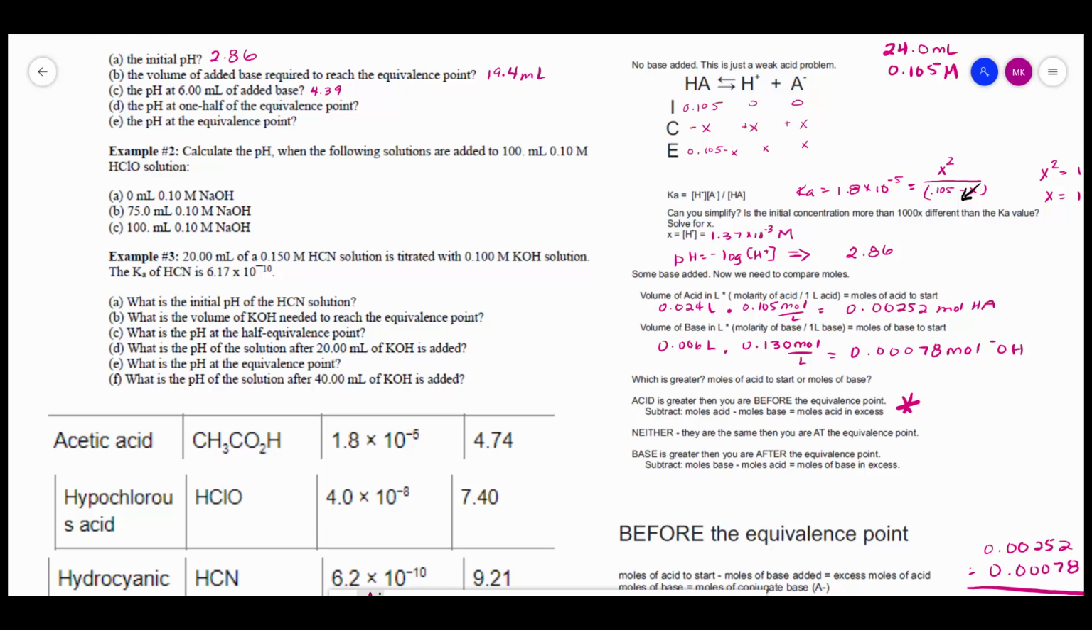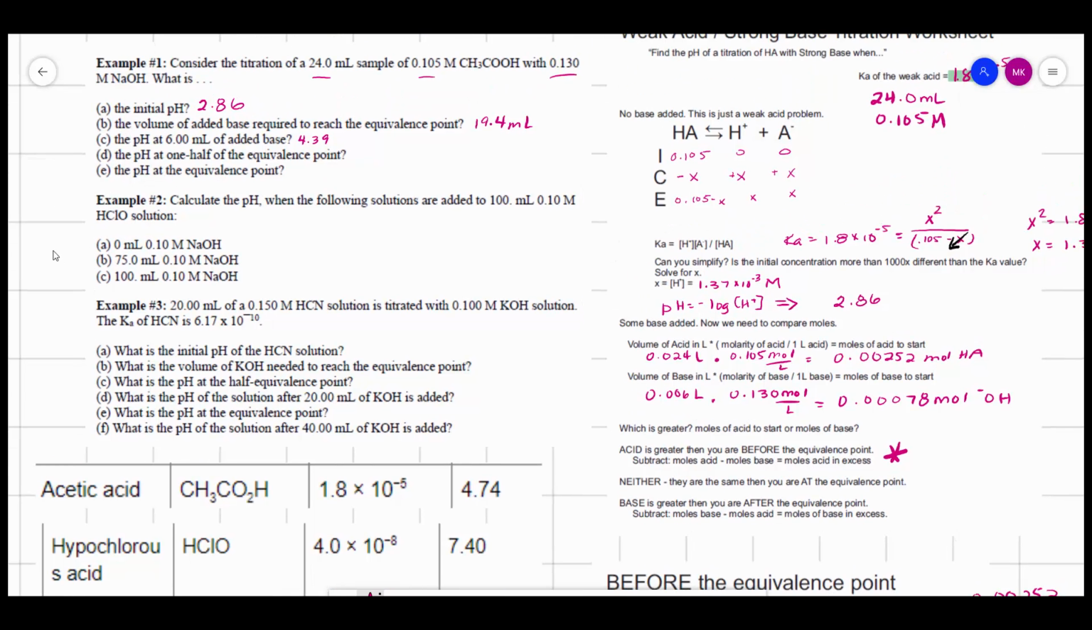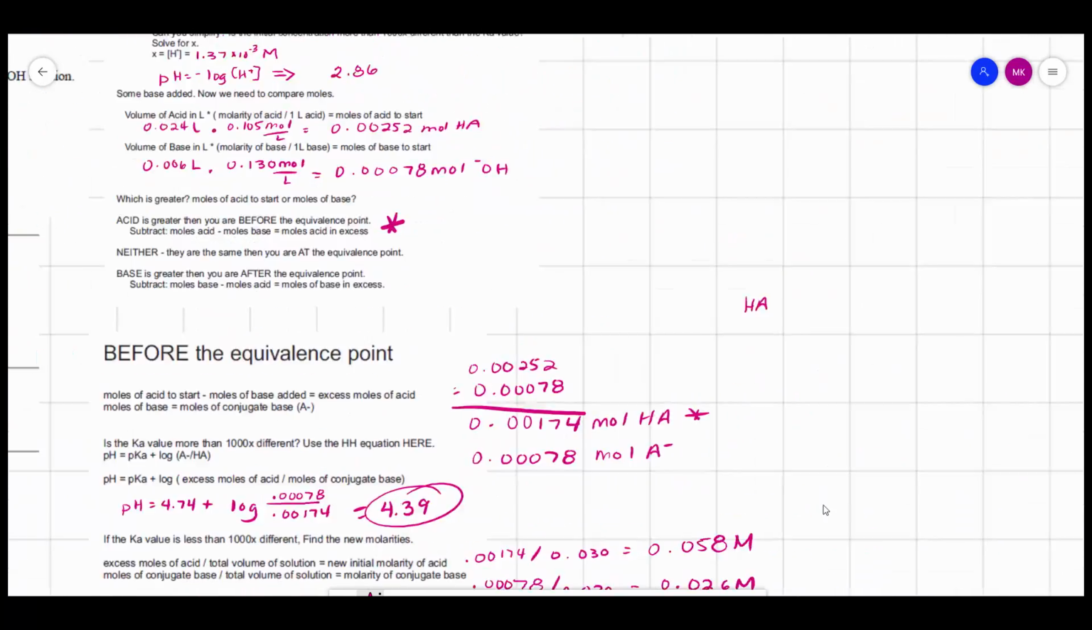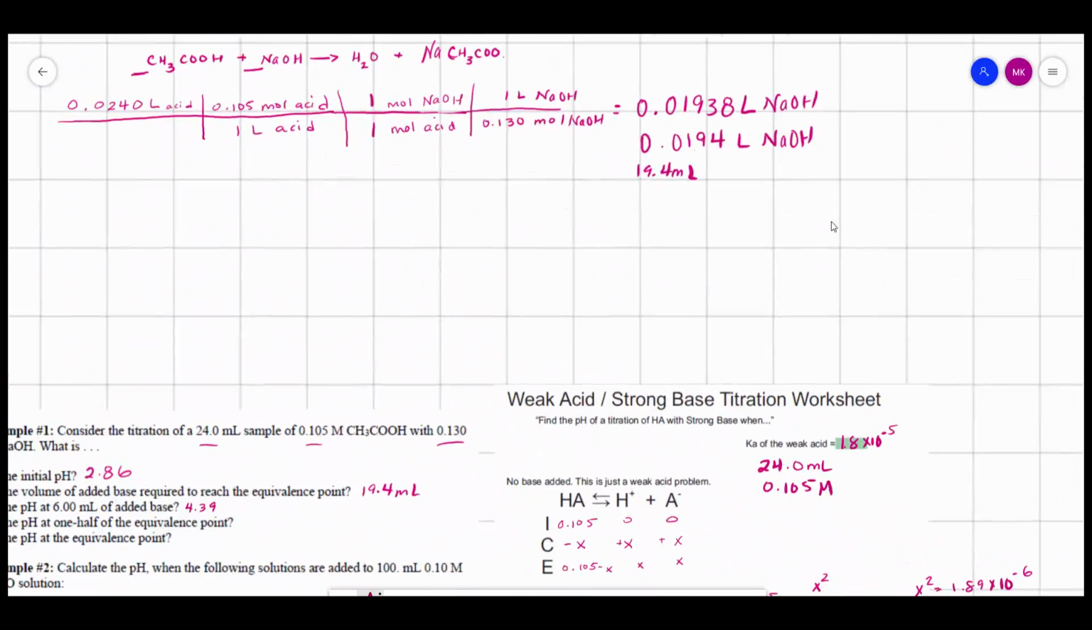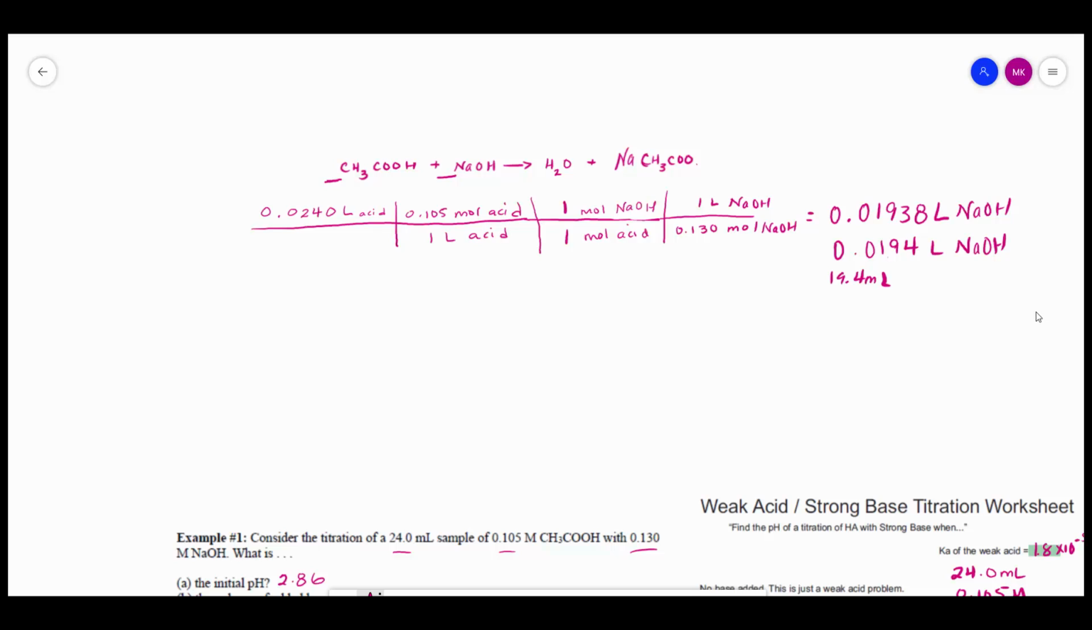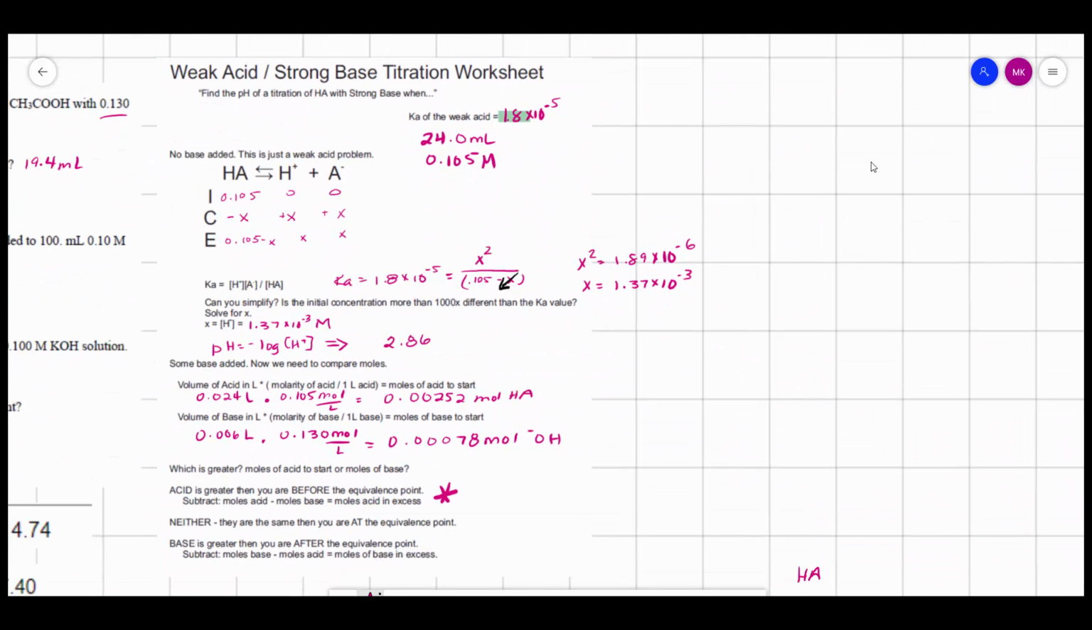The pH at 1/2 of the equivalence point. Well, since I needed 19.4 milliliters to get to the equivalence point, 1/2 of the equivalence point is going to be half of 19.4 milliliters. So whatever that would turn out to be, or 9.7 milliliters of the strong base, NaOH, being added. So let's figure that out. Now we know we are before the equivalence point again. This time we have 9.7.